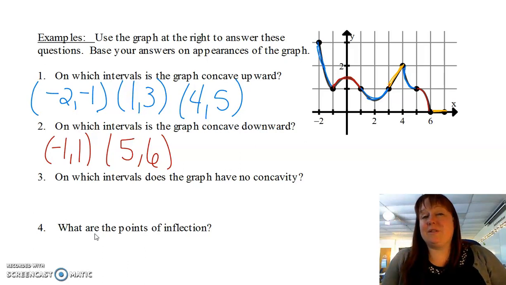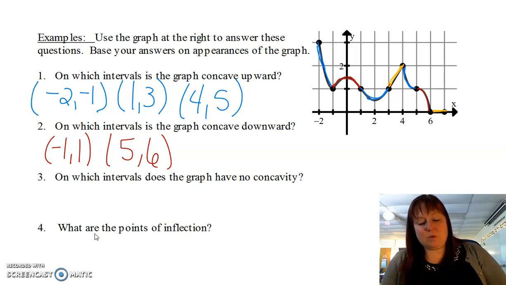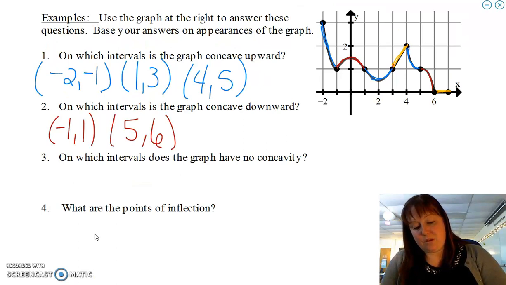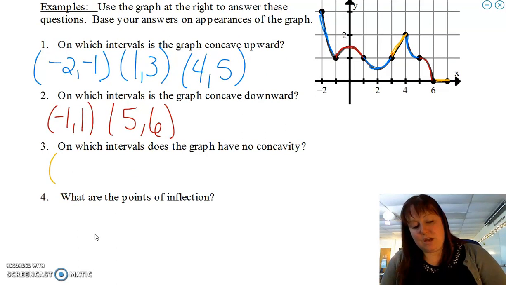So what's going on there? Is it concave up or is it concave down? Well, a line has no concavity, because a line is straight. Any straight line has no concavity. We're only talking about curves when we talk about concavity. So the next question is, on what intervals does the graph have no concavity? Well, that would be from 3 to 4 and 6 to 7.